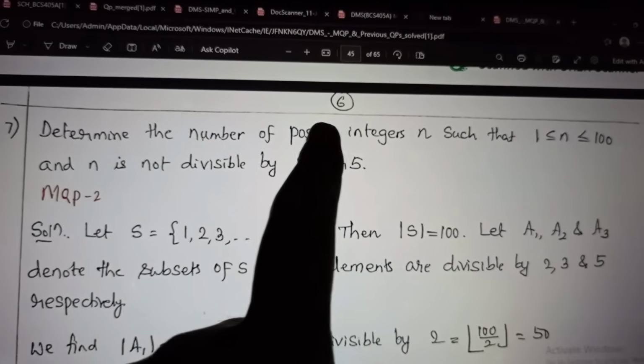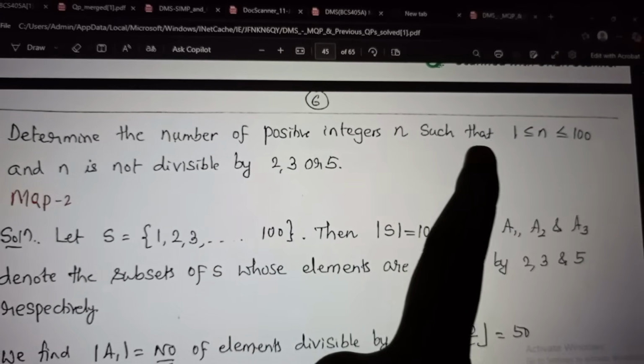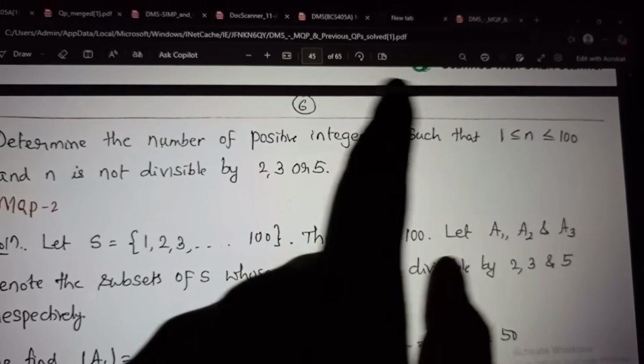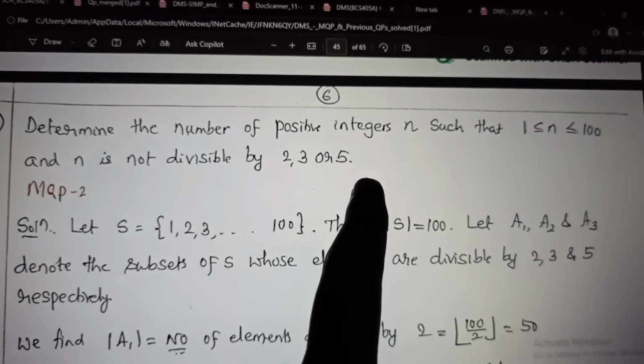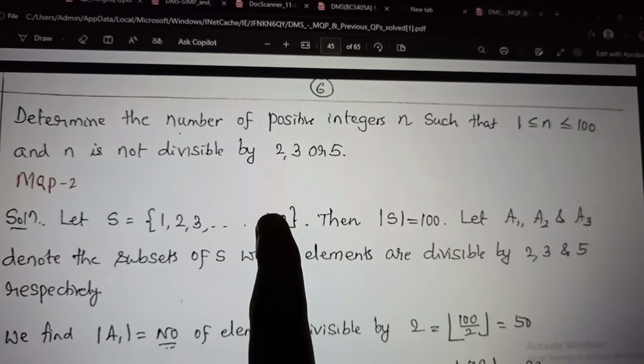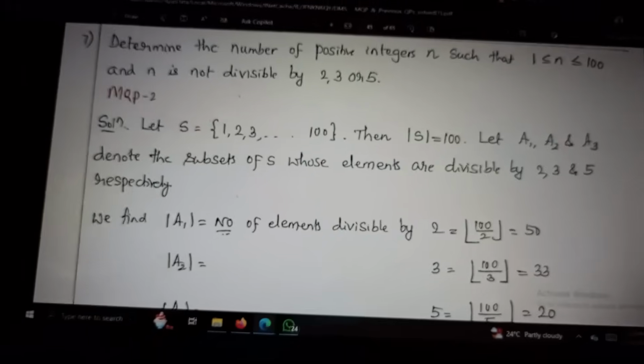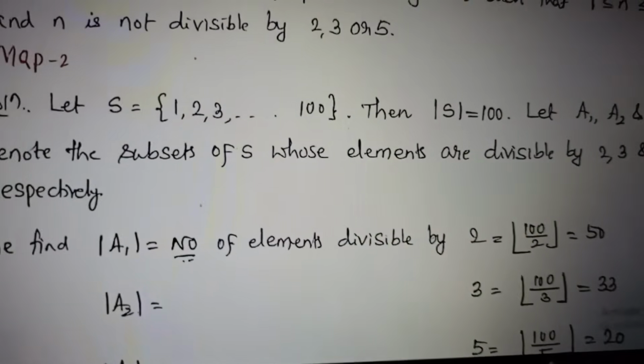Then we have: determine the number of positive integers from 1 to 100, all the positive integers that are not divisible by 2, 3 and 5. So do we have to list all? No, we have a standard formula.